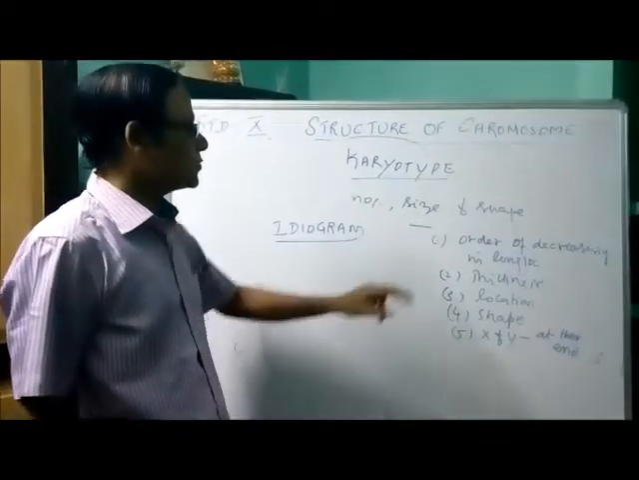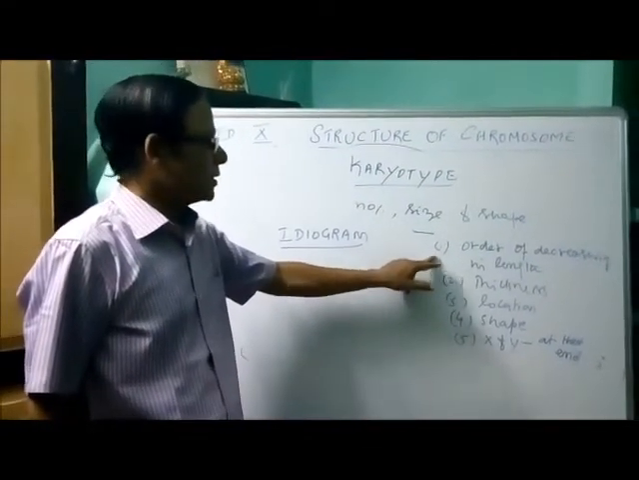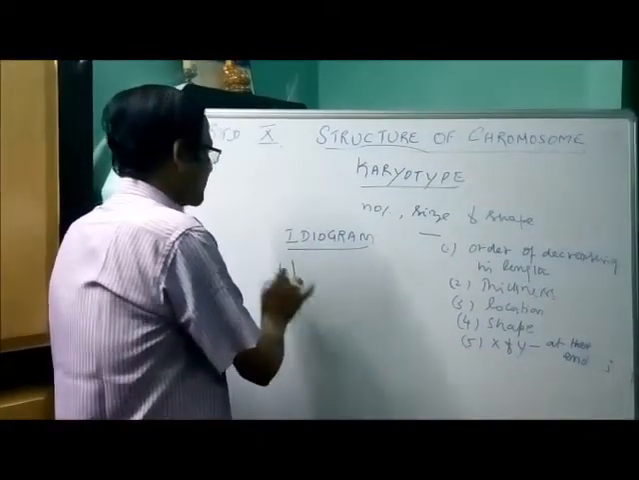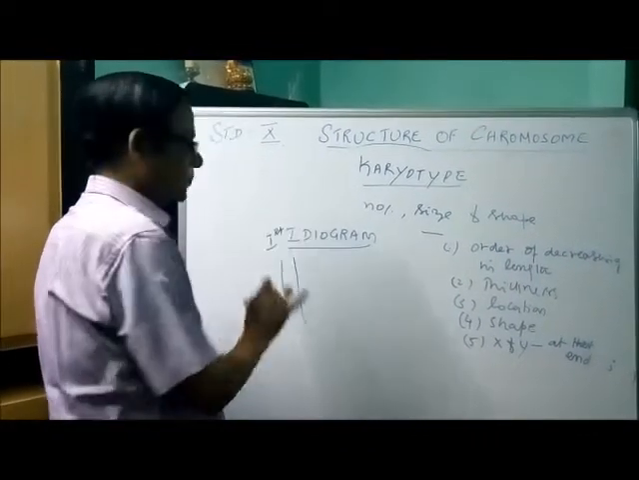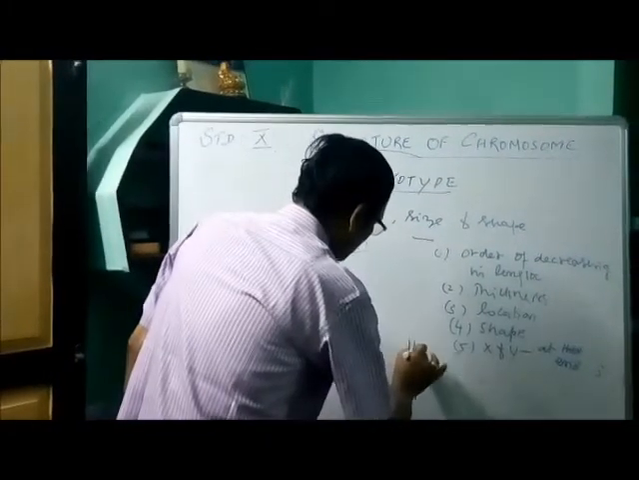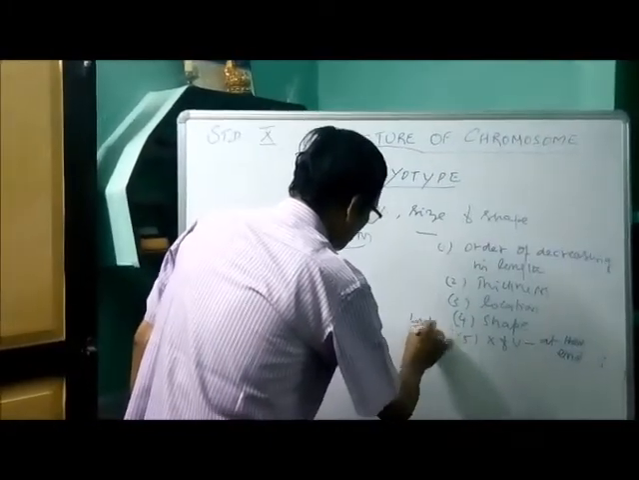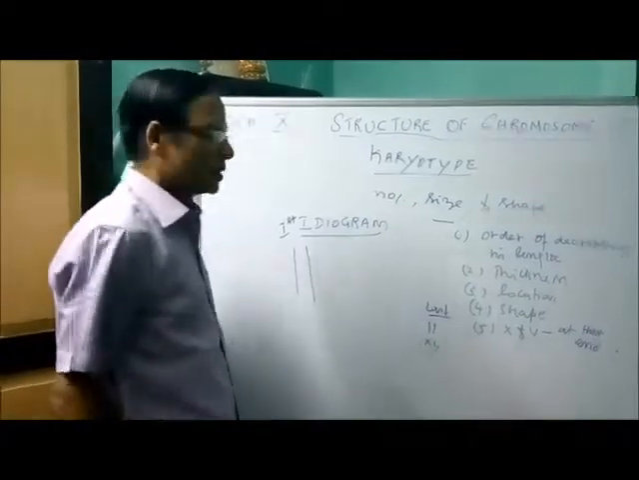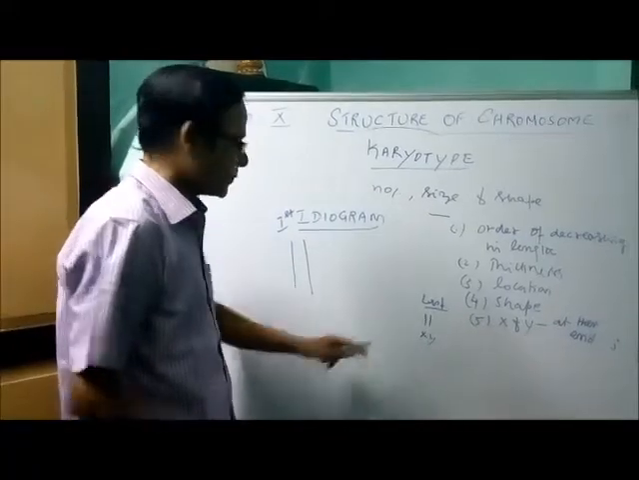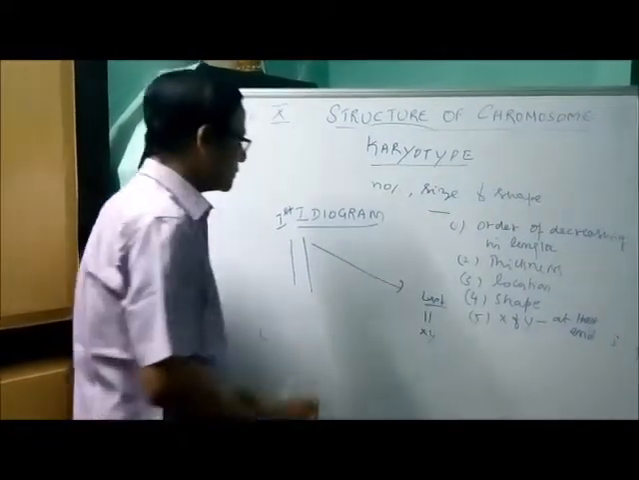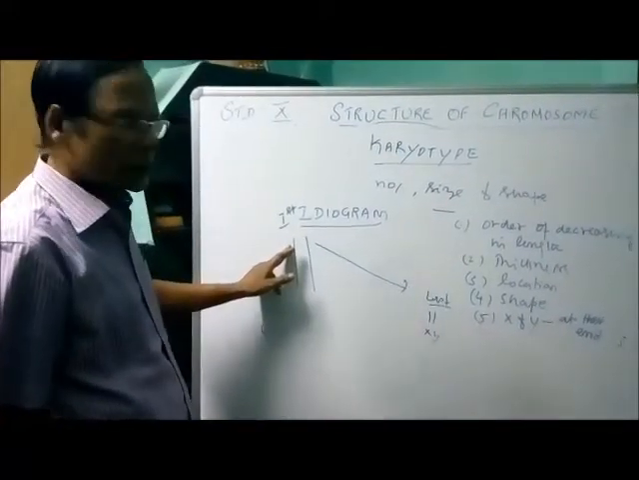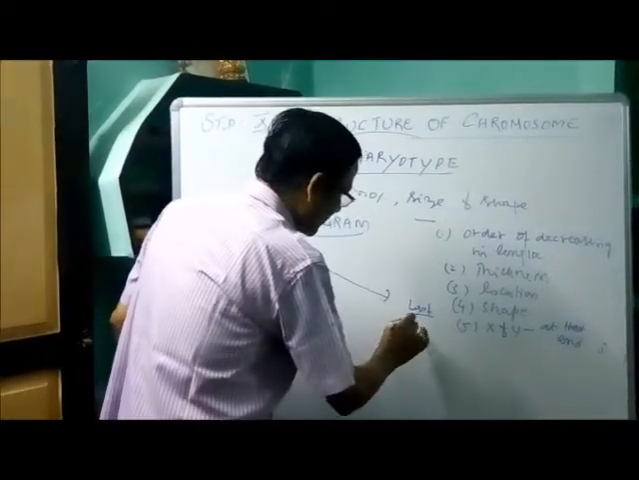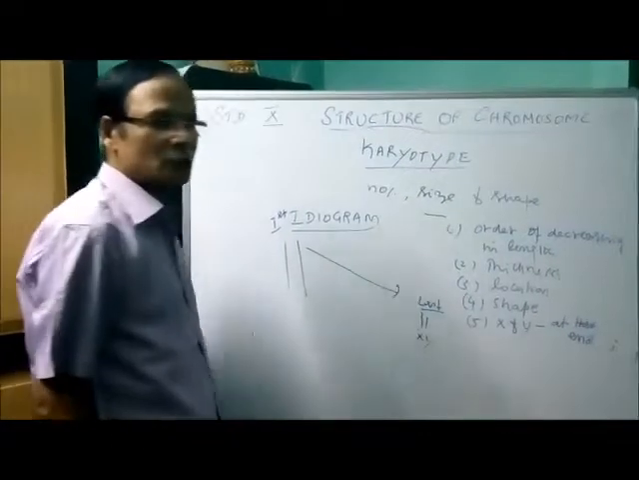I mentioned we have to draw the diagram in the order of decreasing length. Now the first chromosome, this is the first pair of chromosomes. Now the last pair we have, this is nothing but the X and Y. So this is the first pair, this is the last pair. That means the first chromosome is the longest one, the largest one. The smallest chromosome is Y. Even when compared to X, the Y chromosome is the smallest.